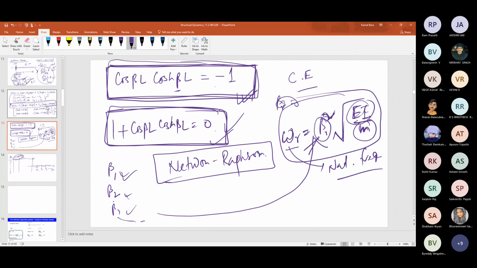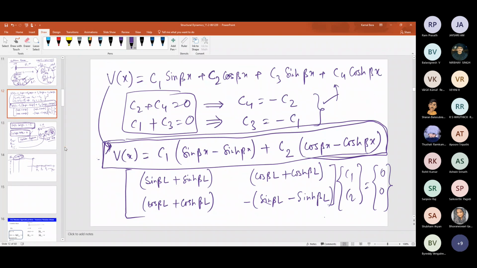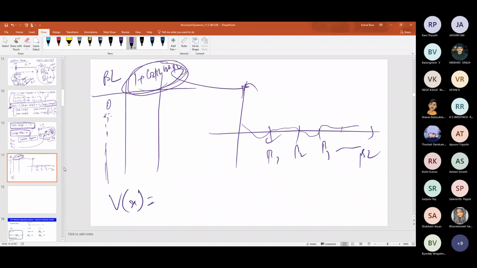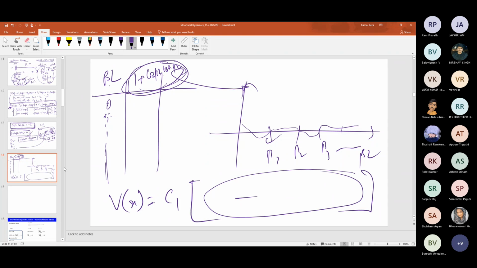The remaining thing is the eigenfunction or the mode shape. Here we got two equations in terms of C1 and C2. By solving the two equations, you find out C1 in terms of C2 or C2 in terms of C1, it doesn't matter, and substitute into the expression. Then you'll get Vx, which, if you substitute C2 in terms of C1, is C1 times something. That something I do not know, you have to fill it in. Understood?